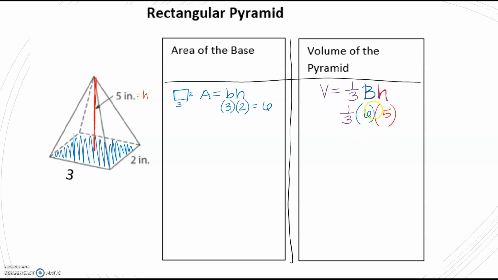Generally, each time you do this, one of these numbers should be able to be divided by 3 easily. So 6 divided by 3 is 2. So 2 times 5 is 10. So we have 10 inches and it's cubed. Volume is a cubed unit. Okay.